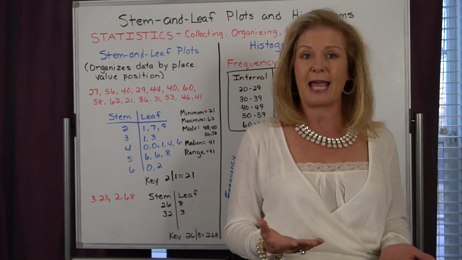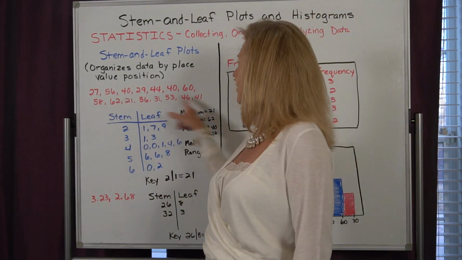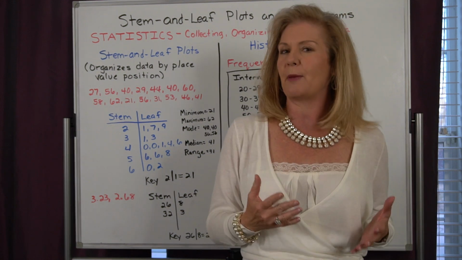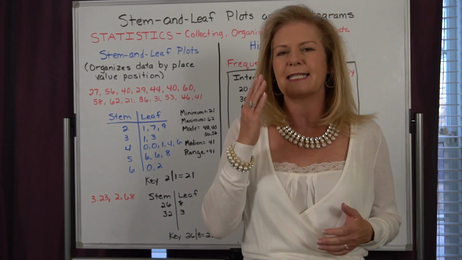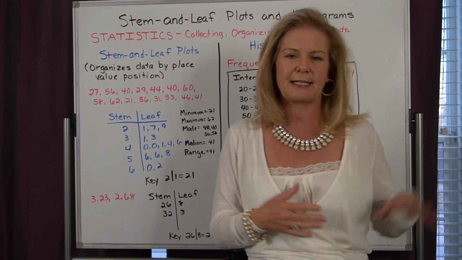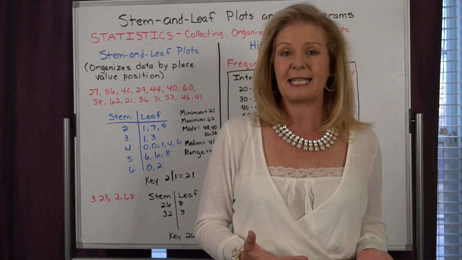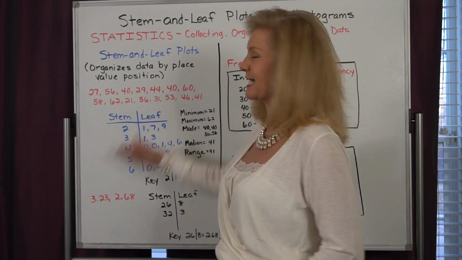So to begin with, we have to have a data set. So here I have a data set. Now, the first thing that I always think about when I'm working in statistics is it's easiest if we order our data sets from smallest to largest. And with stem and leaf plots, it's easiest for us to do that because it really starts to set up our actual data display.